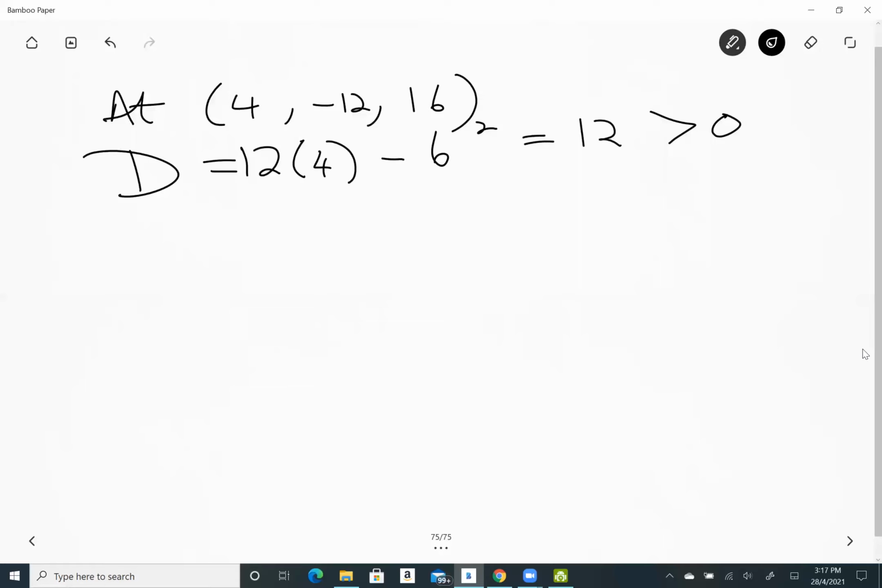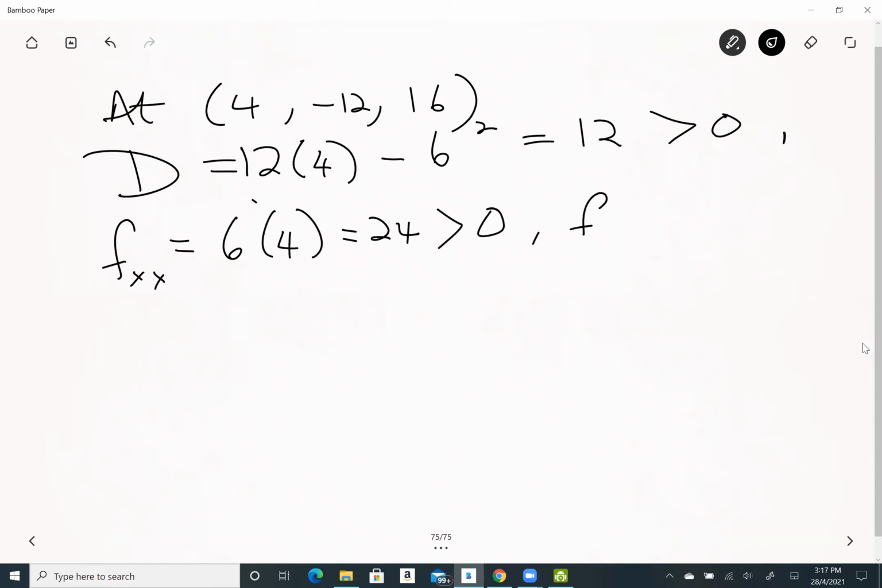So bigger than 0, we may have a maximum, we may have a minimum. We have to look at fxx. So at that point, for negative 12, fxx equal to 6x, and you multiply by 4, so I got 24. And that is positive. Okay? And then fyy is a constant. fyy, we got equal to 2. And of course, that is bigger than 0. So, what is our conclusion? You have a maximum or you have a minimum?